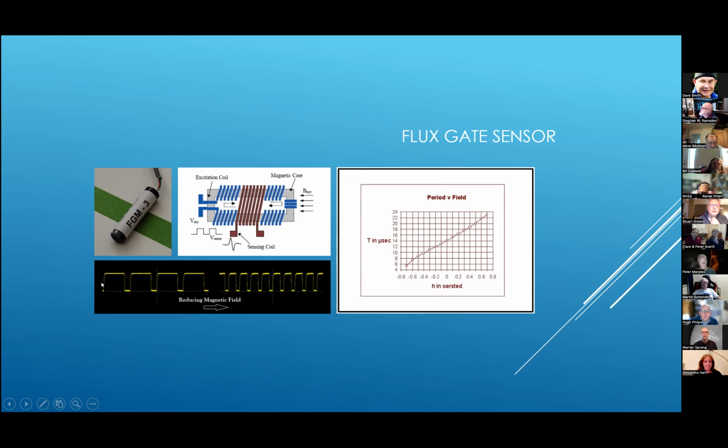And basically, you feed it with a 5-volt voltage, and you get a train of pulses going up to 5 volts out from the sensor. And the frequency of these pulses depends on the magnetic field strength. So with reducing magnetic field strength, you get an increase in pulse rate from the sensor. And as you move the sensor in a magnetic field, you would see, if you had an oscilloscope, the pulse rate going higher or lower than the null point, as it were.